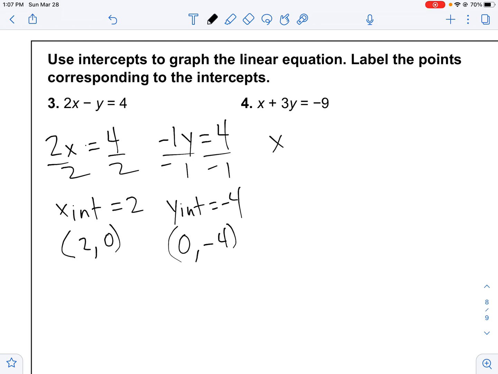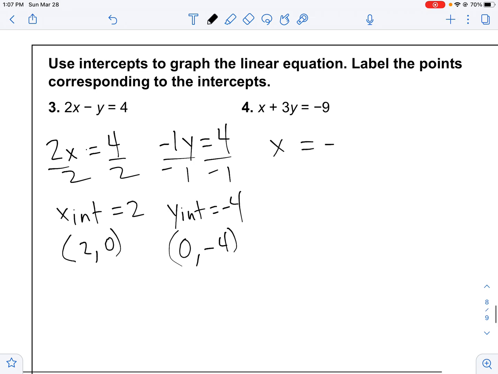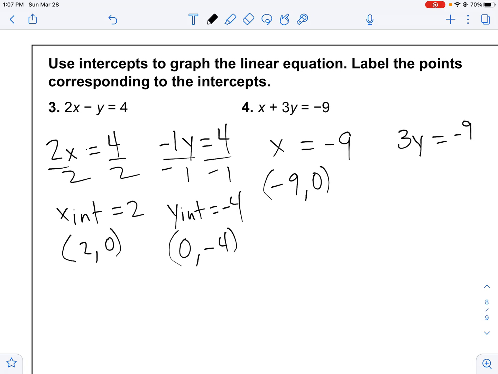Keep going. X equals -9. Oh, well, we're already done. So -9, 0. Now you solve it this way, pretending like x doesn't exist. Divide by 3, and our y-intercept is at -3, or 0, -3.